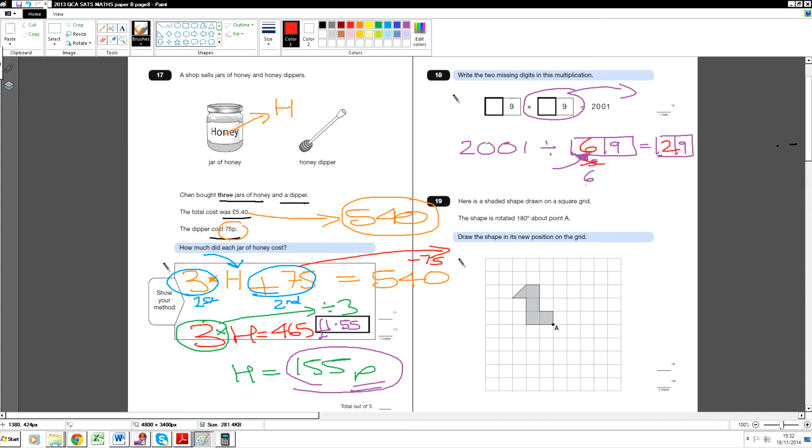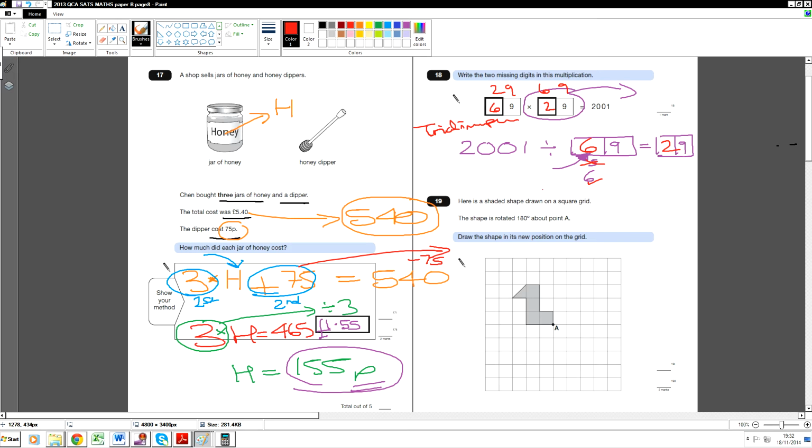This is called trial and improvement. You can have it the other way around as well. The answer I'm going to put here is 69 and 29, or you can have 29 here and 69 there. Any of those two sets of answers will give you the correct answer and the full marks.